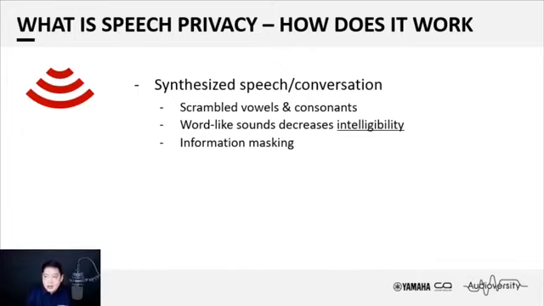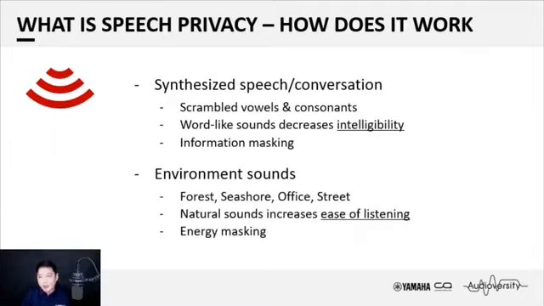Okay, so it's made of word-like sounds, as I mentioned, to decrease intelligibility. So this is the information masking part. So now how about energy masking? So what kind of energy do we use? A lot of people have mistaken it for pink noise, or the shh.